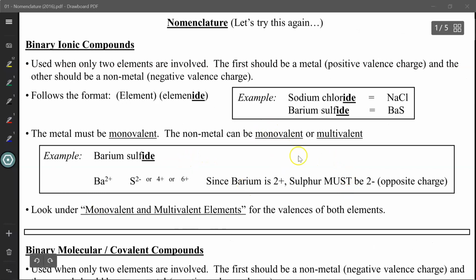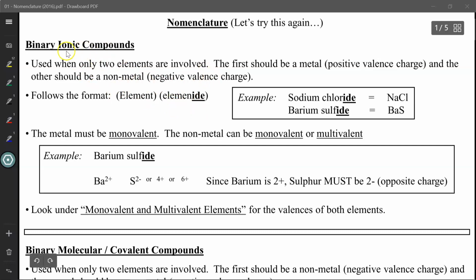Alright, now that you know why we have so many different naming systems, let's learn about them. The first naming system is for binary ionic compounds. So only use this naming system when there are two elements involved. That's why the word binary is there. If you see more than two elements, don't use this naming system. It'd be inappropriate and confusing to the reader.